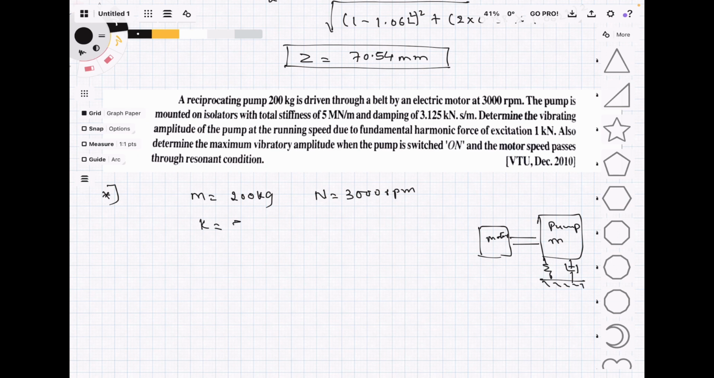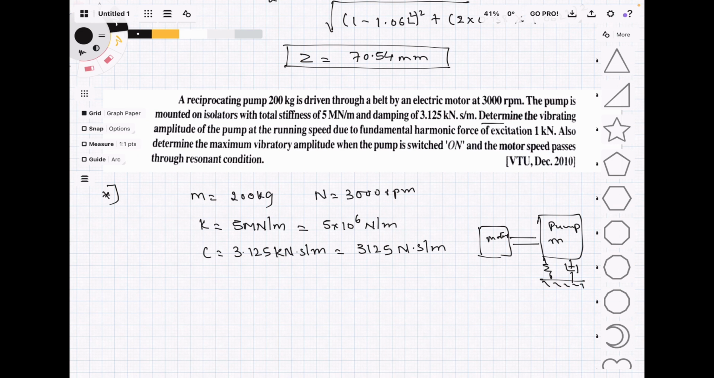The pump is mounted on the isolator with total stiffness K, which is 5 meganewton per meter, or you can write it as 5 into 10 to the power 6 Newton per meter. And they have given damping, C is equal to 3.125 kilonewton second per meter. That is 3125 Newton second per meter, just a conversion.